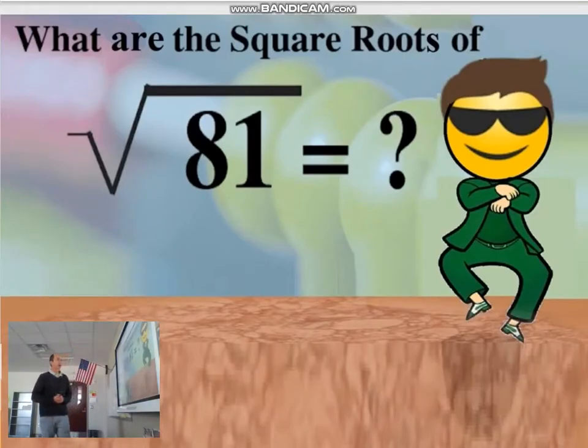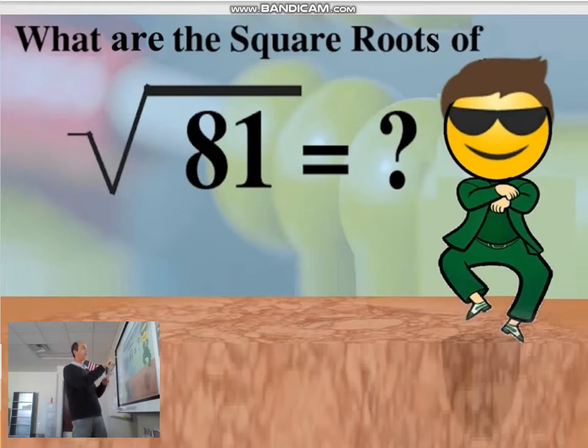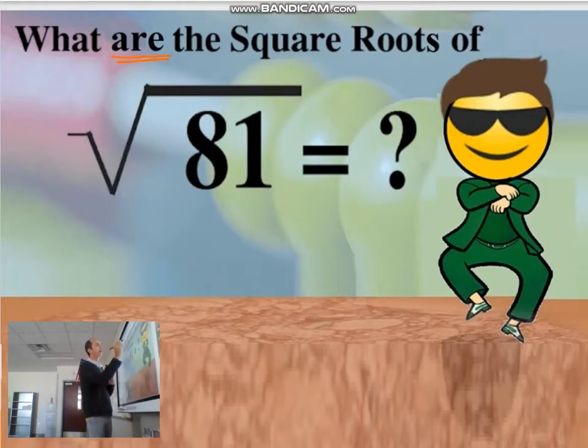Now let's work on our puzzle. What are the square roots of the square root of 81? The first trick is that the question is asking in the plural: what are the square roots? Remember, today we learned that every number has at least 2 square roots, one positive, another negative. The only number that doesn't follow this rule is 0, because the square root of 0 equals 0, and any other positive number will have 2 square roots.